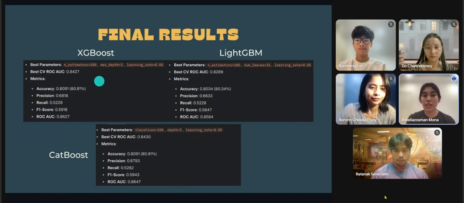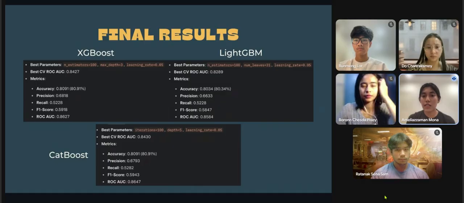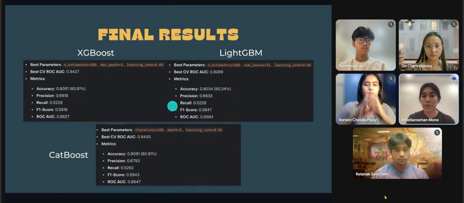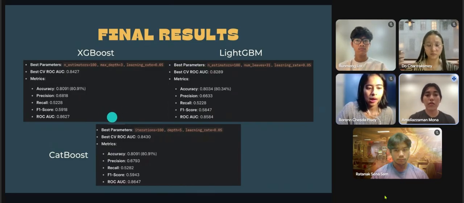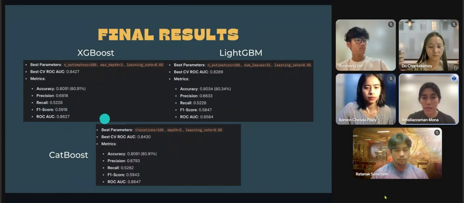As for the metrics, the accuracy for all models is around 80 to 81%. The precision for all three models is around 66% to 68%, and the recall for all three models is around 52 to 53%. F1 score ranging from 58% to 59%, and ROC AUC around 85 to 86%.